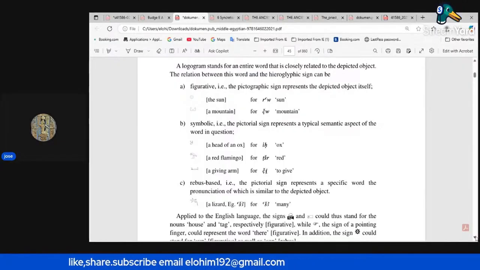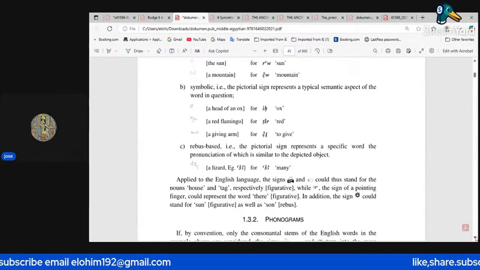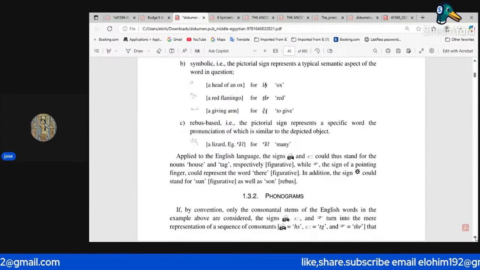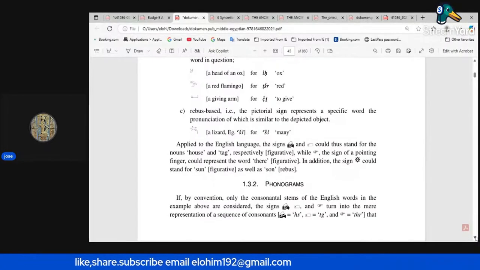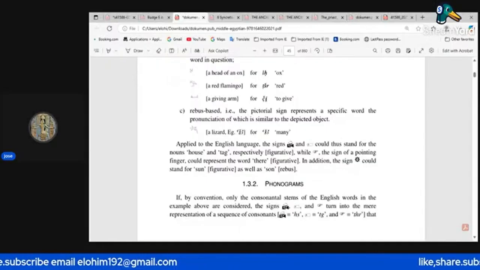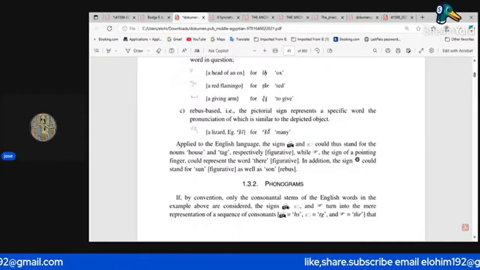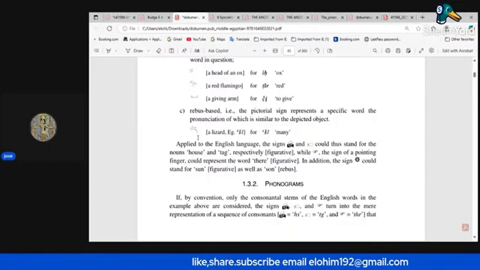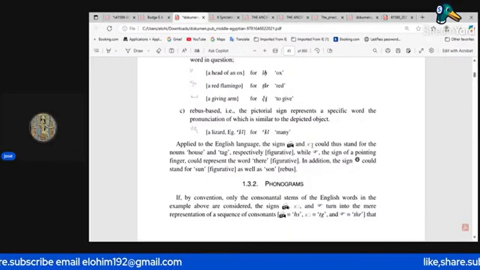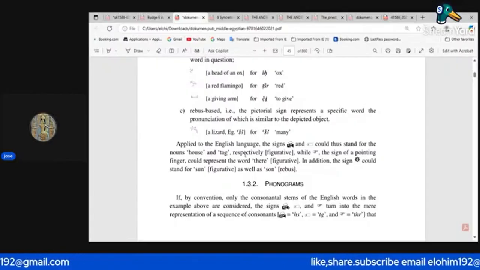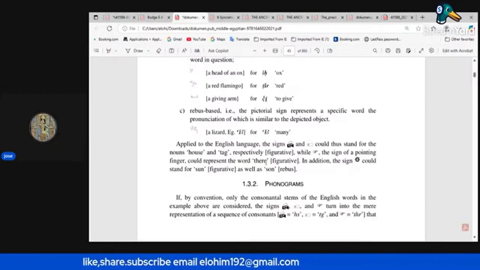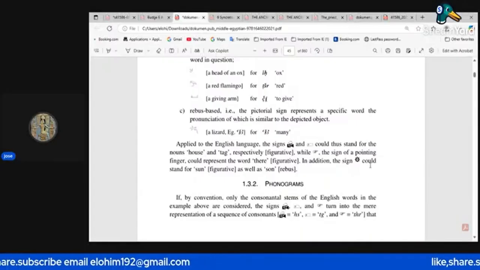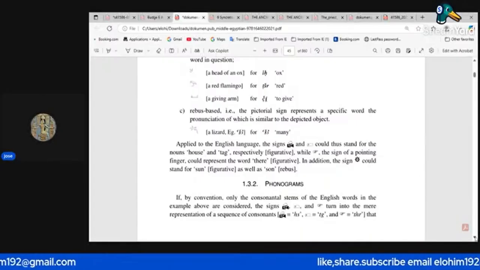Right. The pictorial rebus base, i.e., the pictorial sign represents a specific word, the pronunciation of which is similar to the depicted object. A lizard, asa, which means many. See that it's applied to the English language of the sign and could thus stand for the nouns house and tag, respectively, figuratively, while the sign of a pointer finger could represent the word there. Figuratively, in addition, the sign could stand for sun, figuratively as well as sun. So that's a rebus.